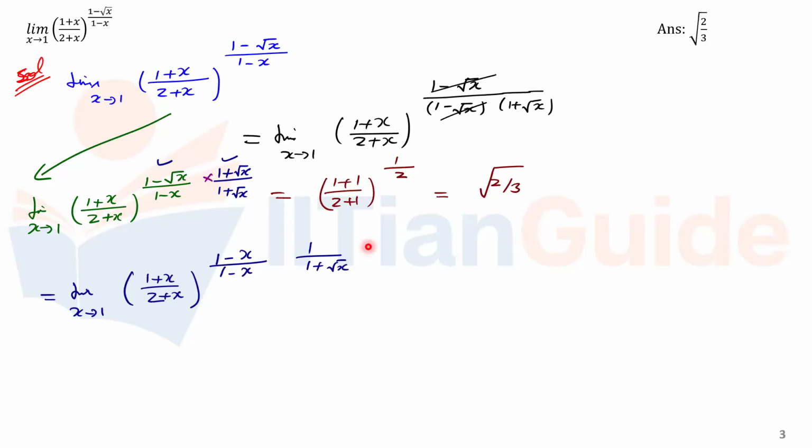It's not 0. If I put x to be 1, I am getting 1 plus 1, that is 2. It is not 1 by 0 or 0 by 0. And this will be part of the answer. It is same. Keep it aside. Don't touch it. So now what happens? 1 minus x gets cancelled. Now I put x to be 1 in the bracket. I'm getting 2 by 3 whole power half, and that is my answer.